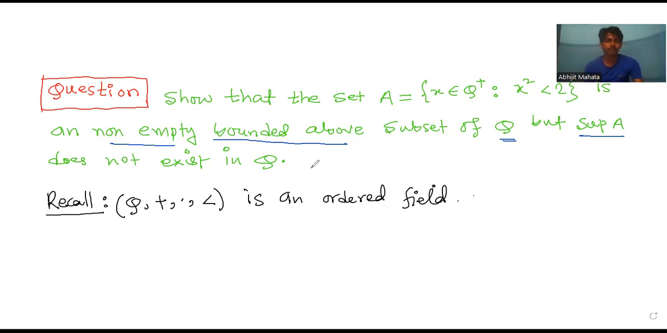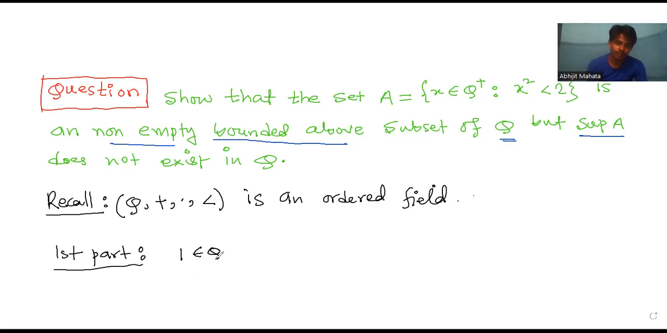All right. So we can easily do one part. There are two parts. I'm writing the first part: the set is non-empty. How to prove it? To check that a set is non-empty, you have to guarantee that there is an element inside the set. Clearly, 1 is a positive rational number, and if you take 1 squared, it will be 1 times 1, which is 1. This is less than 2. So we get that 1 belongs to A, so A is a non-empty set.